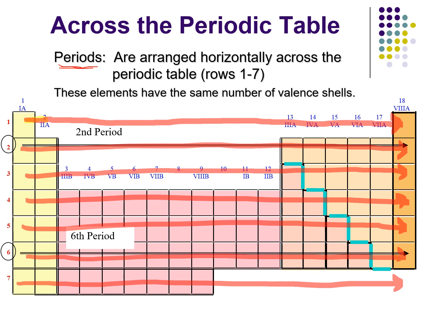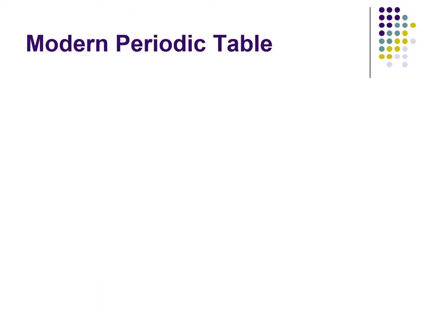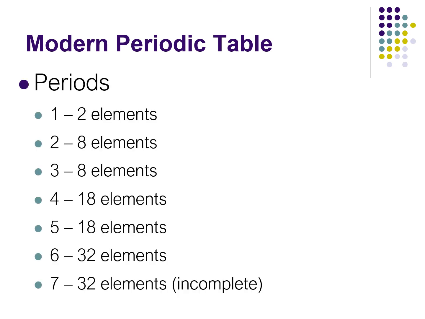So, pag sinabi nating period, horizontal, from left to right. And they are how many periods? Ayan, so makikita nyo dito, meron tayong 7 periods in total. There are 7 periods in total. Okay? So, ayan. So, reading the periodic table classification. So, periods.